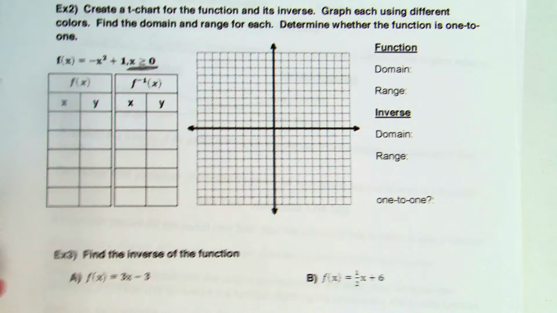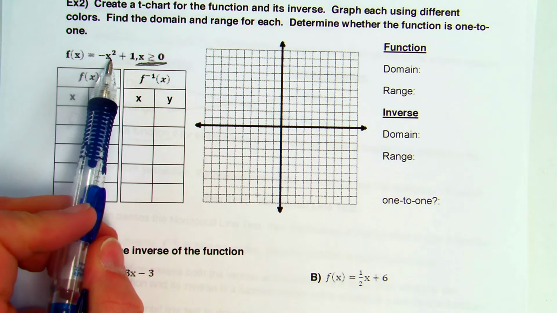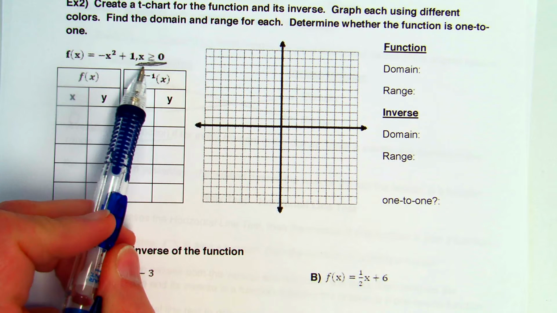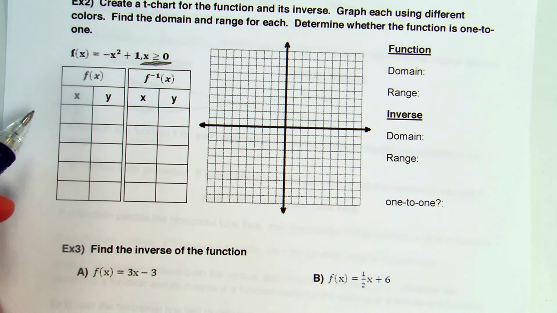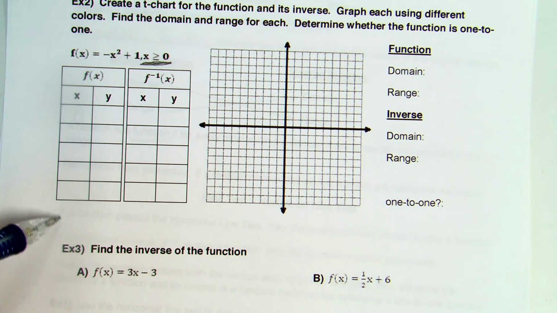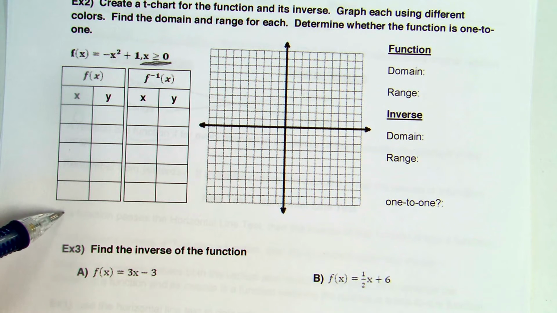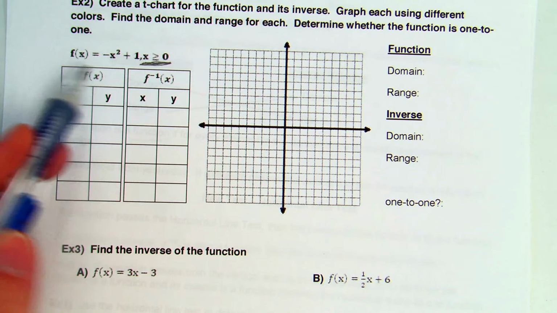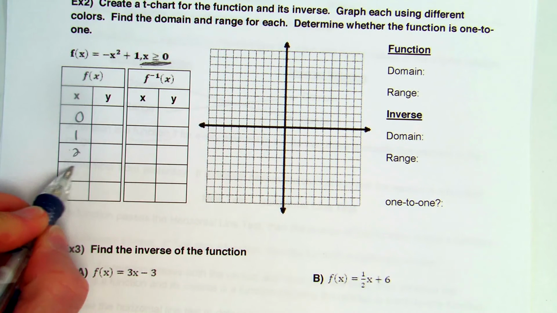Okay, so notice you have the function f of x equals negative x squared plus 1, and it says that x has to be greater than or equal to 0. That means you cannot pick negative x values in this case. Normally, we want to pick 0 and then 2 negative numbers, 2 positive numbers for you to graph. In this case, it says, nope, you can't pick any negatives. So I'm going to pick 0, 1, 2, 3, and 4.